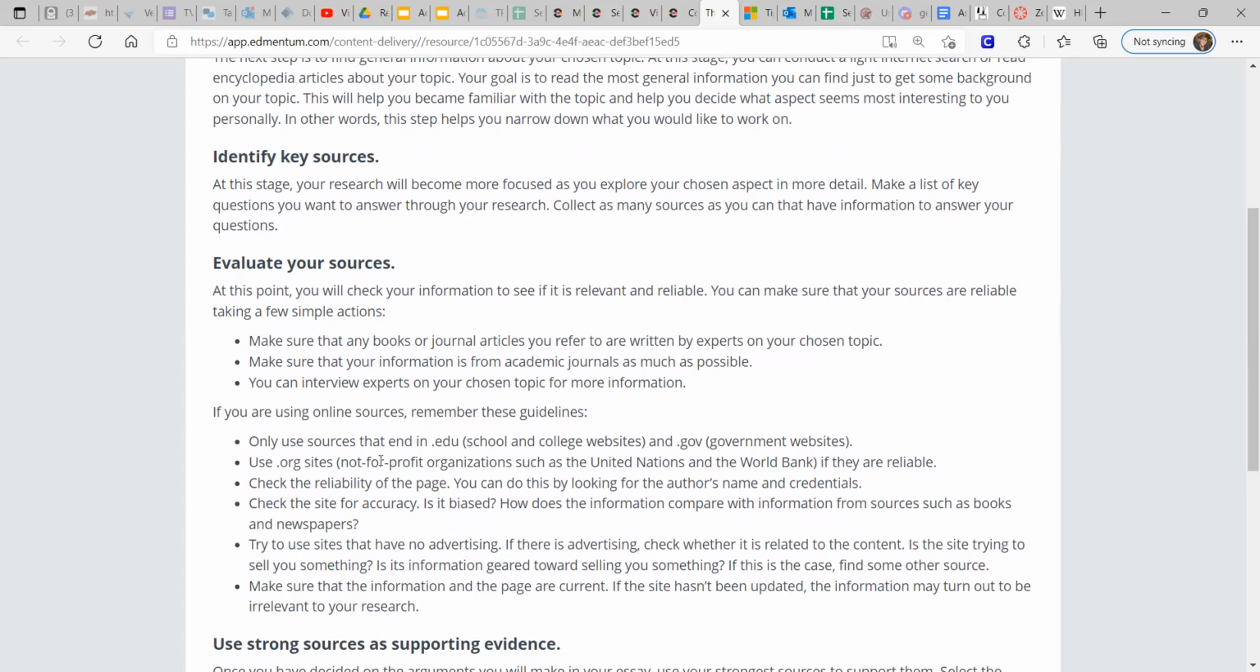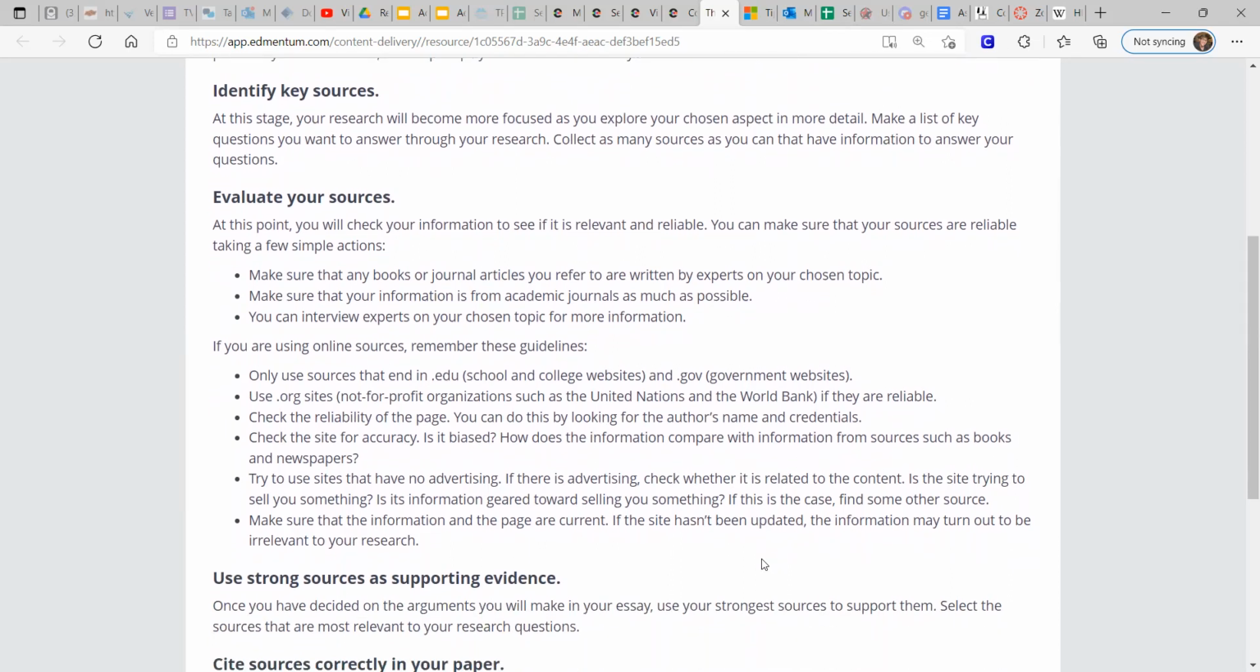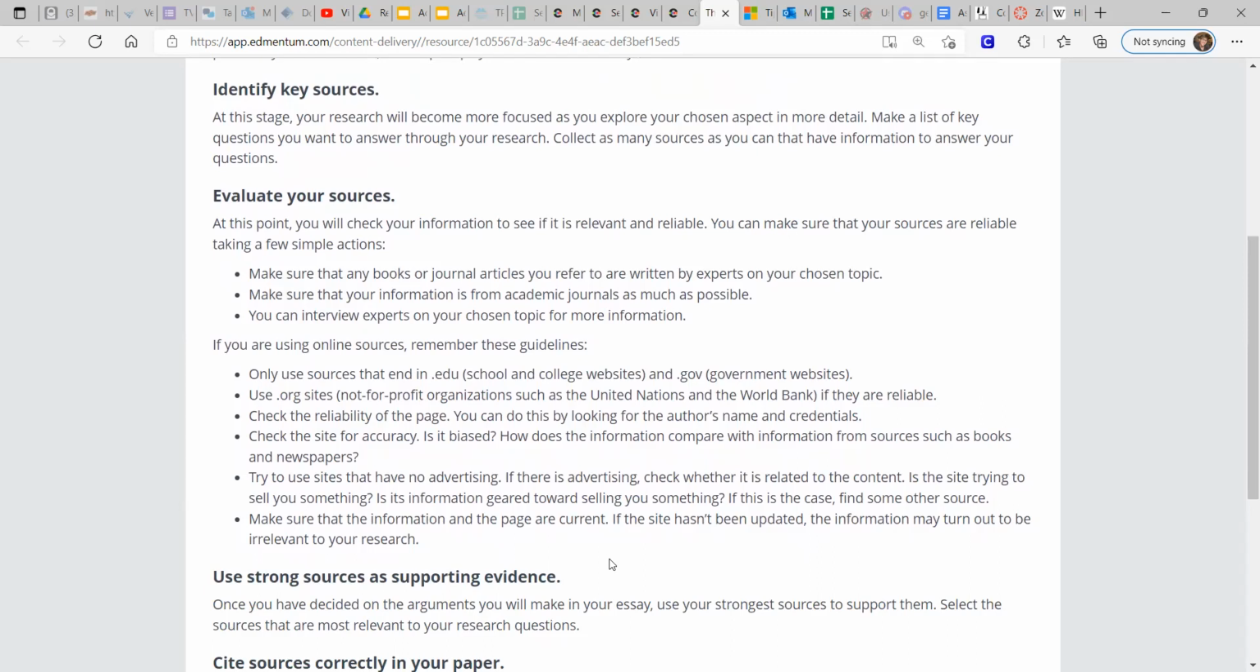.edu or .gov at this point in time. .org sites can work as well. Check the reliability of the page. And you can do this by looking into authors' names and credentials. Is it biased? Is the site biased? Does it compare with information from other sources? And if a site has a lot of ads, you generally want to stay away from that. You don't want to visit a site that's trying to sell you something and then promote that site in your research.